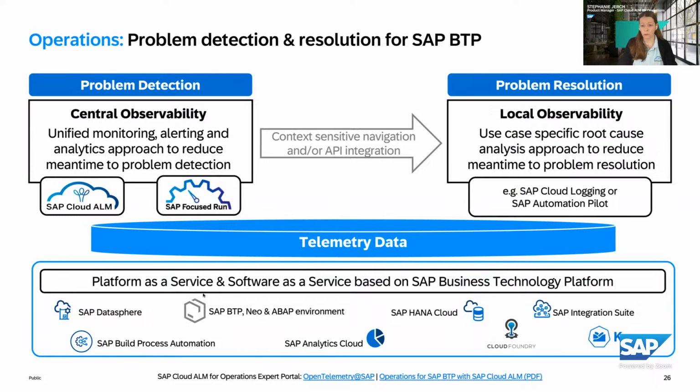Both areas are using telemetry data, and this telemetry data comes, as you can see here based on some examples, from the BTP and the services which are subscribed on the BTP. May it be DataSphere, the BTP Neo ABAP environment, as well as the Cloud Foundry environment for sure, SAP HANA Cloud, SAP Integration Suite, SAP Analytics Cloud, Build Process Automation, and I could now proceed with that entire list. Believe me, I could find many more names and you would still miss some, but you always have the option to check out our expert portal as well as the supported solutions, to see which of your services are supported.